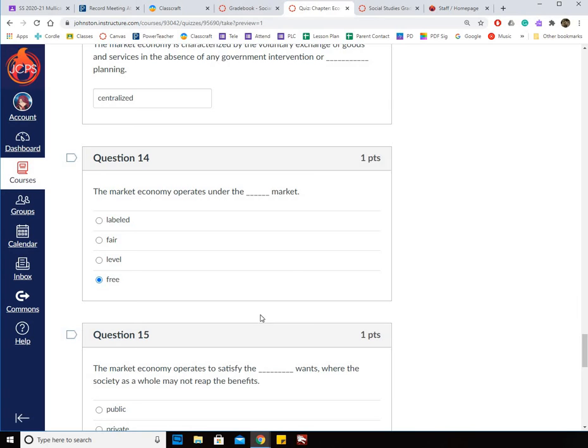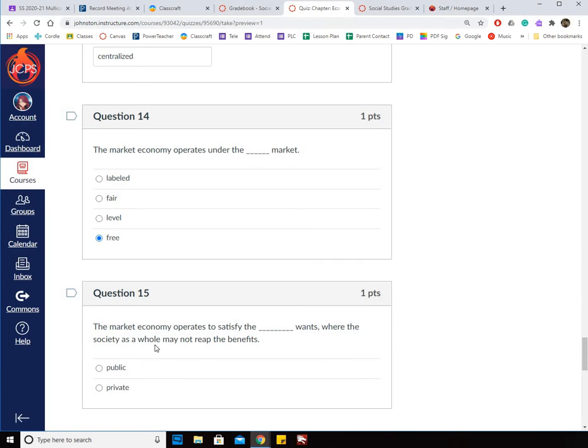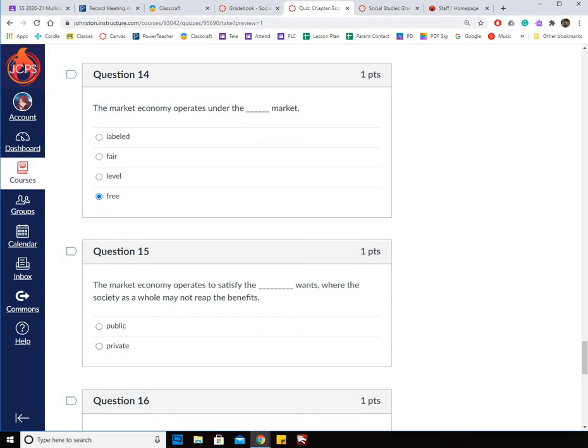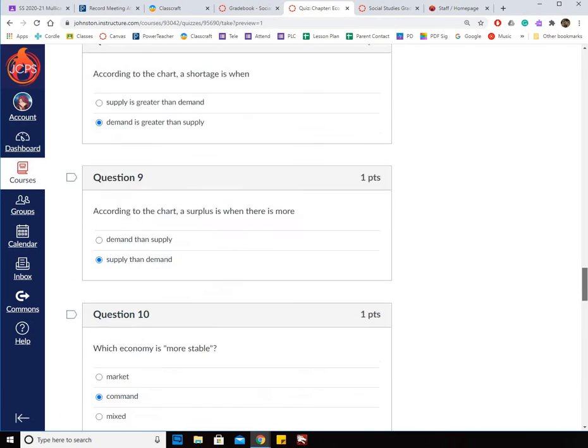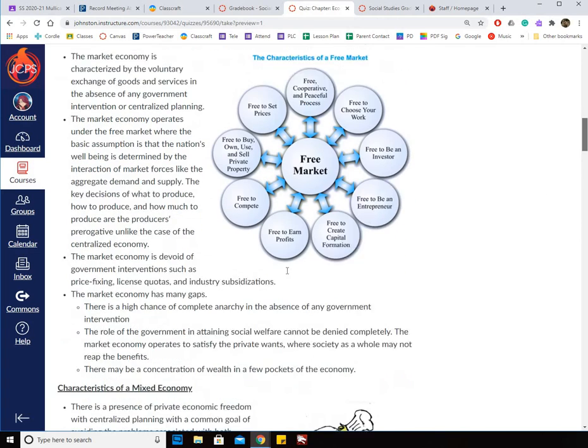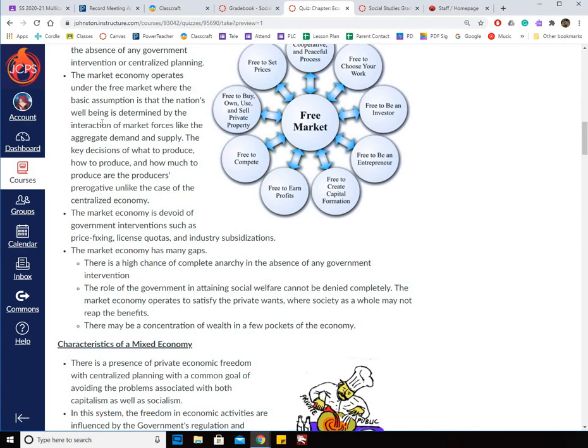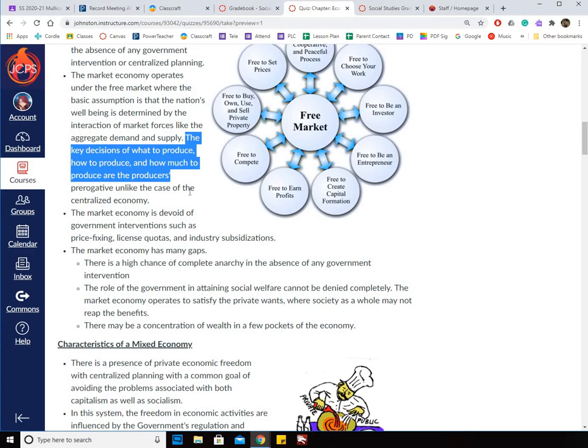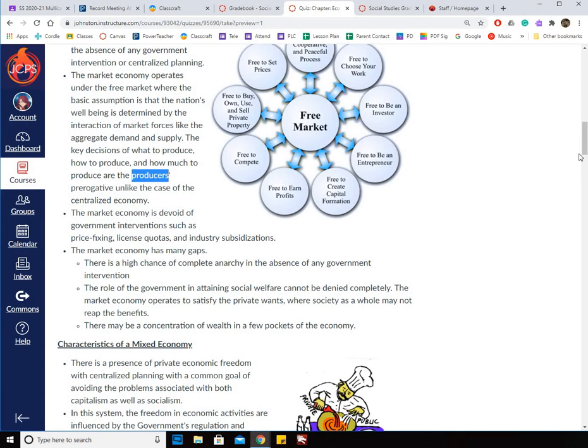The market economy operates to satisfy the blank wants, where the society as a whole may not reap the benefits, public or private. Is that put in here? So it's pretty much here, the decisions on how to produce, what to produce, are with the producers. So the producers are controlling it.